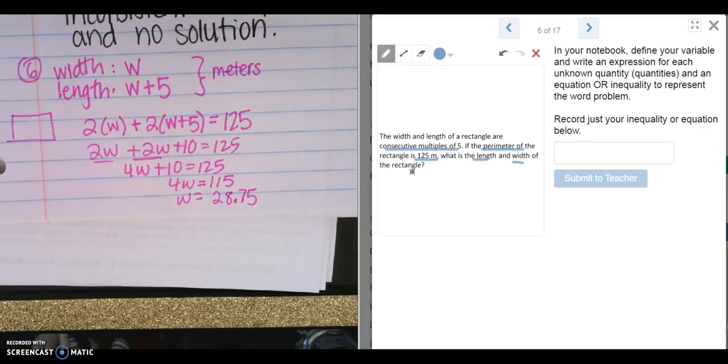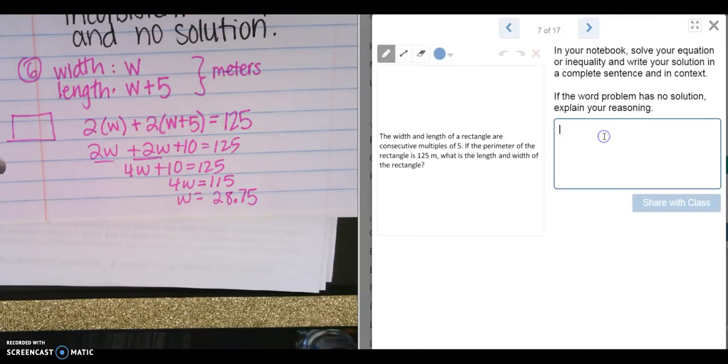But didn't that have to be a multiple of 5? 28 and 75 hundredths, yeah, it ends in a 5, but that's not a multiple of 5. It's not when I skip count by 5s. So on slide 6, we need to just record our equation. I had 2W plus 2 times the quantity of W plus 5 equals 125. Submit, and let's move on.